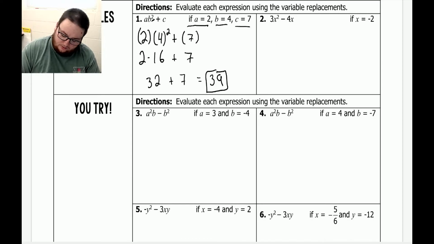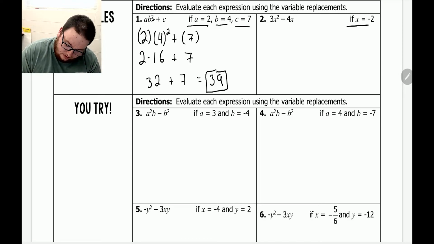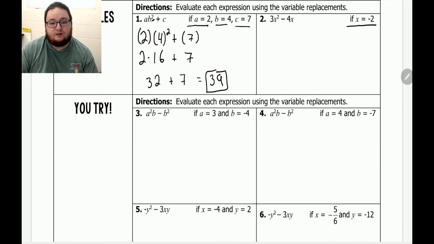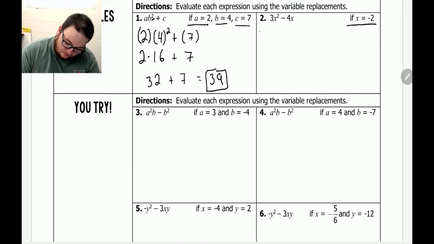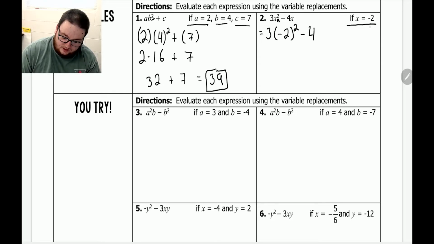And over to the side we have if x is equal to negative 2. So the first step we have to do is substitute x. So we're going to rewrite this. We have 3. We're going to change x into negative 2, and we're going to add the parentheses. And remember that it was x squared, so we're going to have an exponent of 2. Then we're subtracting 4. And we have another x. That x is also going to change into negative 2.